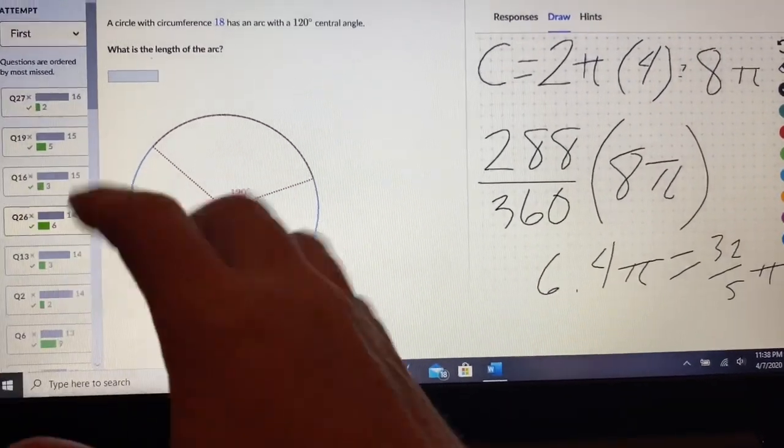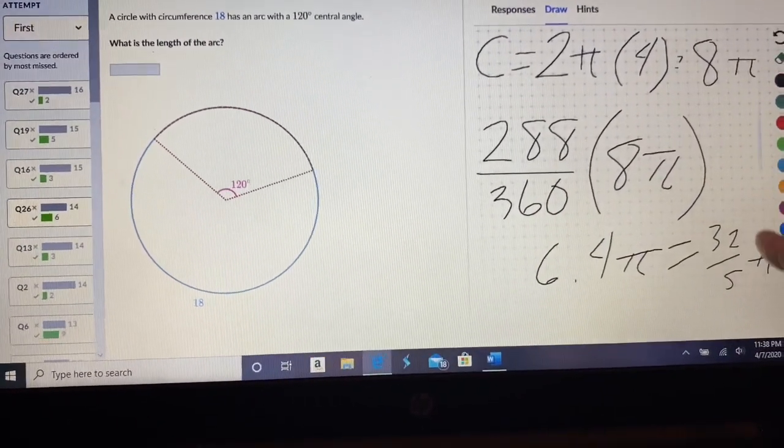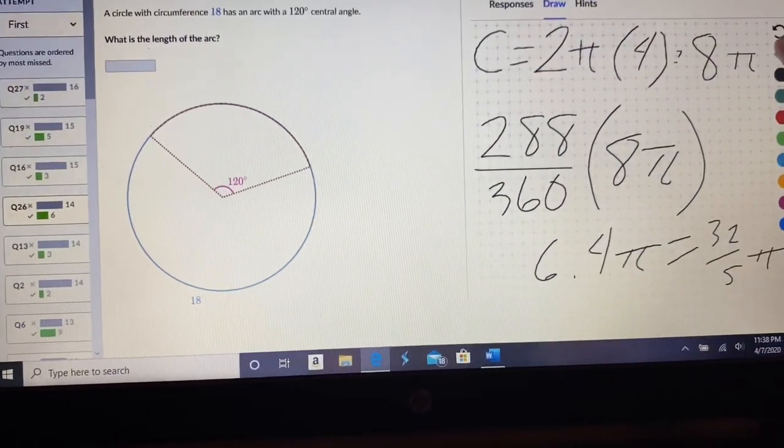Let's see. Here's one that gives you a circumference. So since this one's a little different, I'll go and work one more of these. Let me see if I can get this erased off.